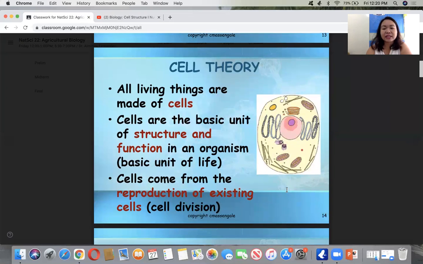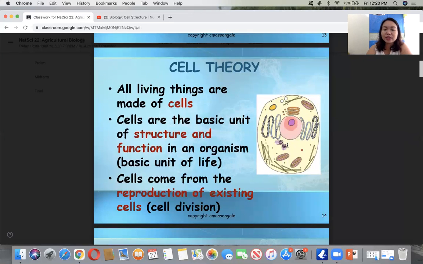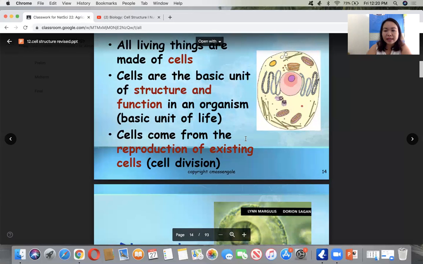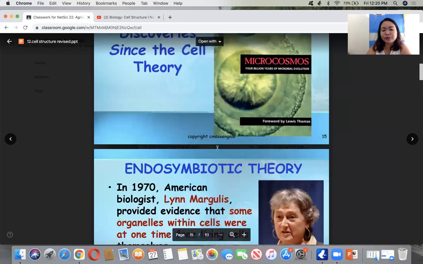And all living things, according to cell theory, are made up of cells, and cells are the basic unit of structure and function of an organism, or the basic unit of life, and cells come from the reproduction of existing cells or cell division. So that is what we call the cell theory. Discoveries since the cell theory also follow.